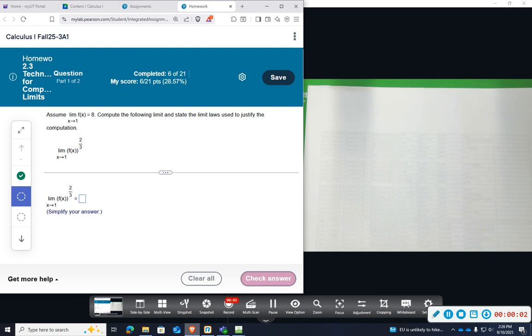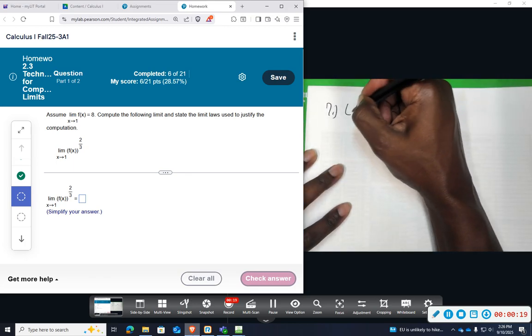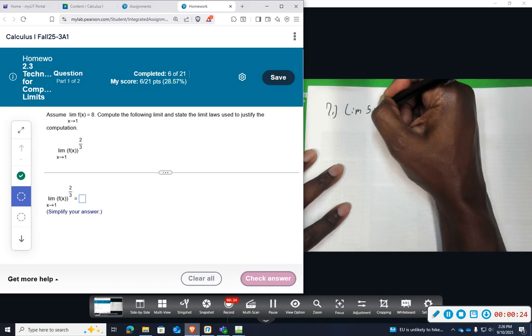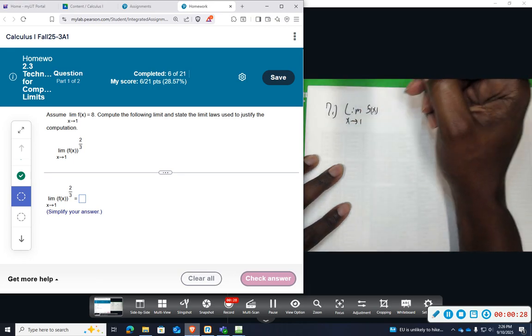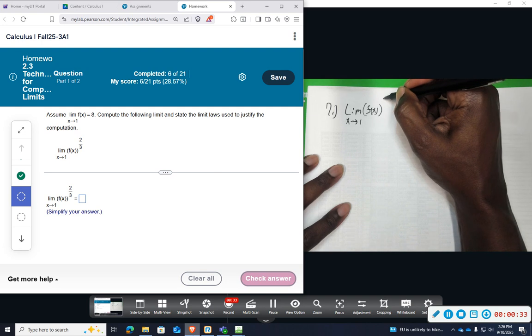All right, number 7, we want to assume the limit of f of x as x approaches 1 is equal to 8. And then we want to compute the limit and state the law to justify the computation. So this looks like the power rule. So we have the limit of f of x as x approaches 1. And we are raising this to the 2/3 power.